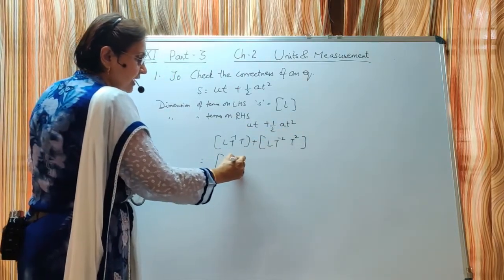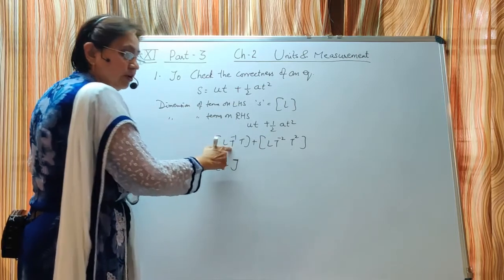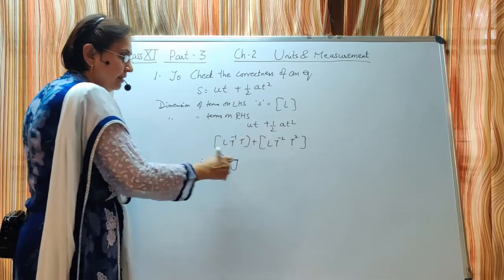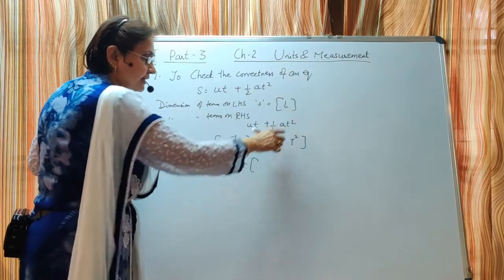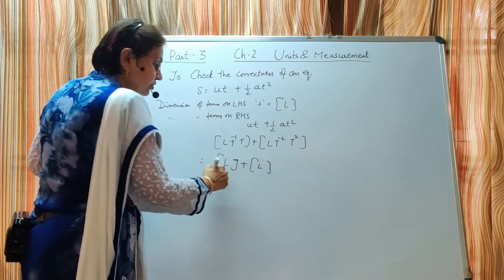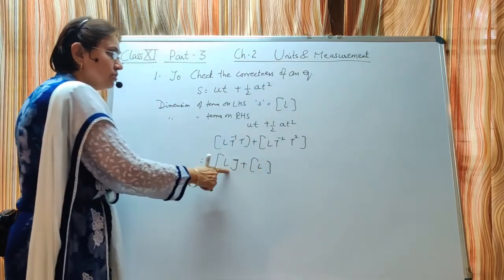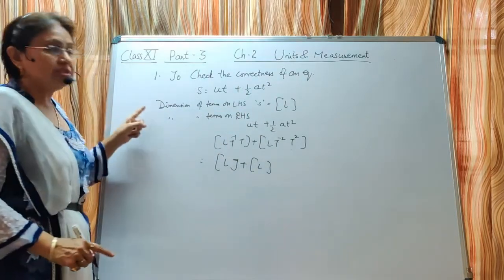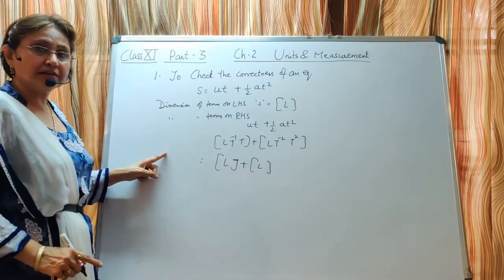So here we see that the dimension on the right hand side of the first term ut is L, and of the second term half at square is also equal to L. So each term has the same dimension as that on the left hand side. So this equation is dimensionally correct.